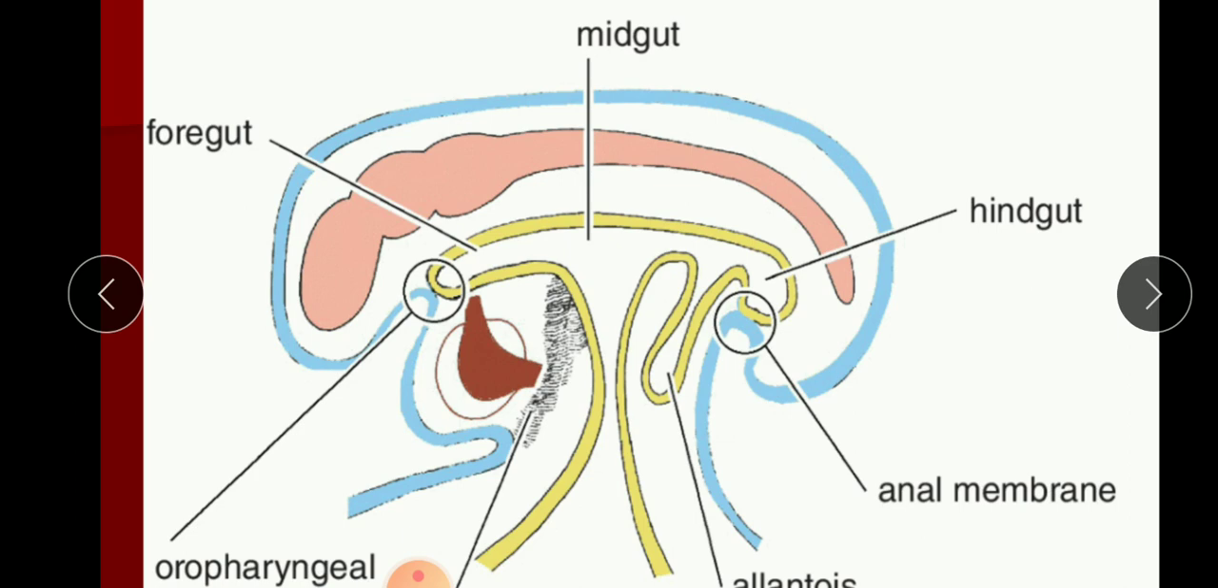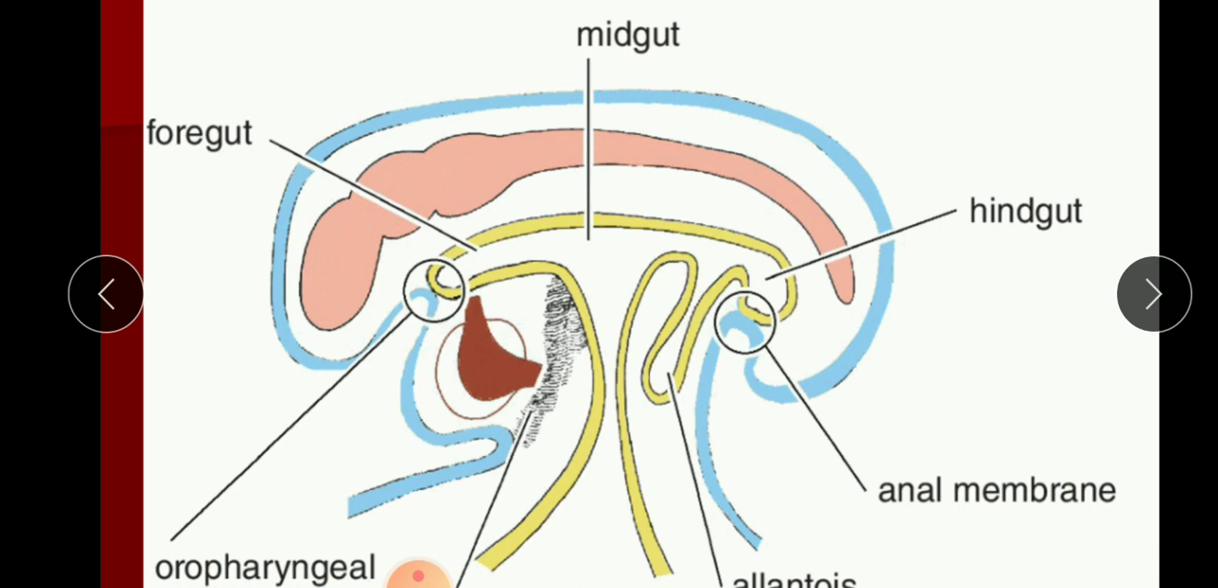And where does this primitive gut come from? It is actually this endodermal lined tube with the incorporation of yolk sac. So once you're hearing it, don't imagine that every part of your GIT has got different walls. Do you remember the mucosa, that is epithelial lining, submucosa, muscle coat, connective tissue? Don't imagine that everything is derived from your endoderm.